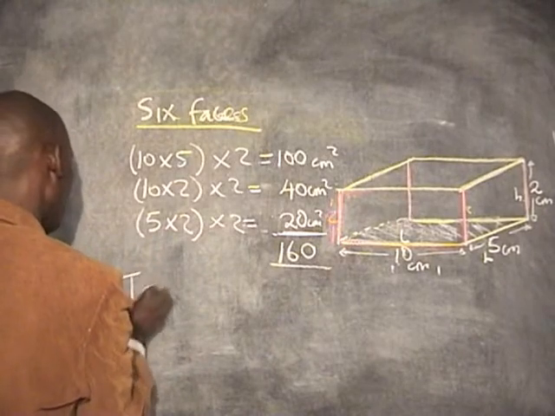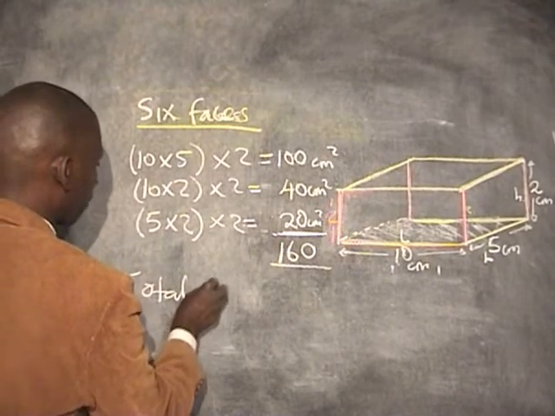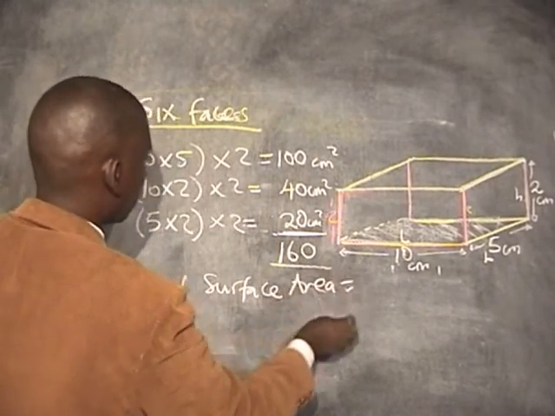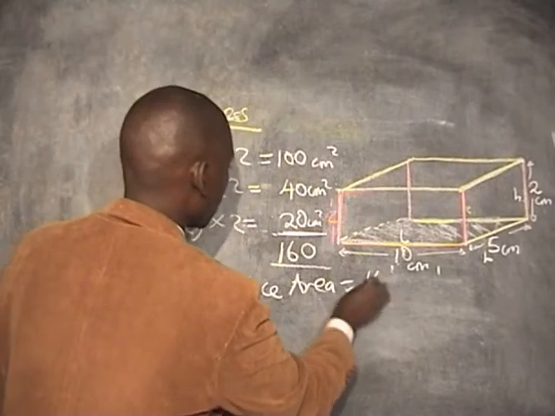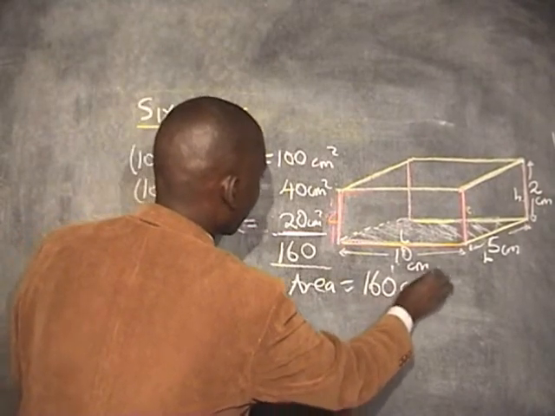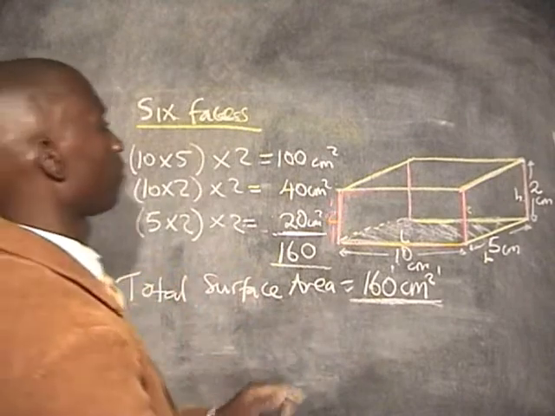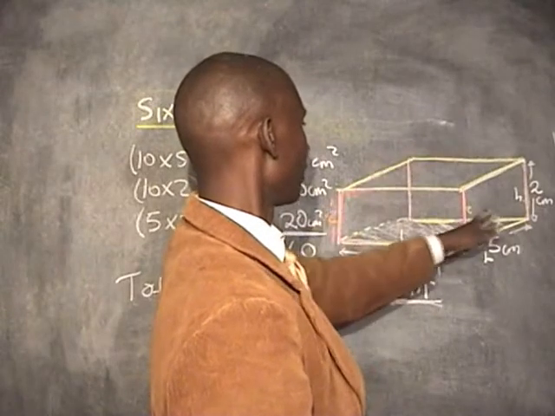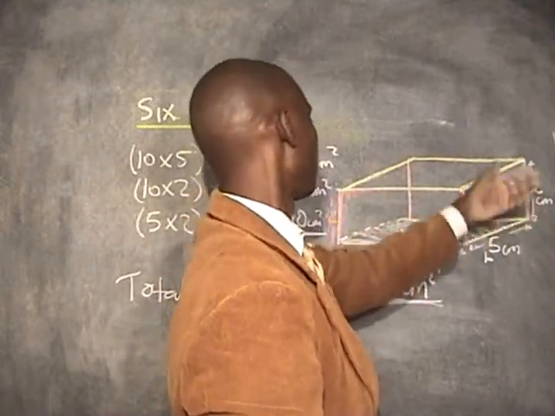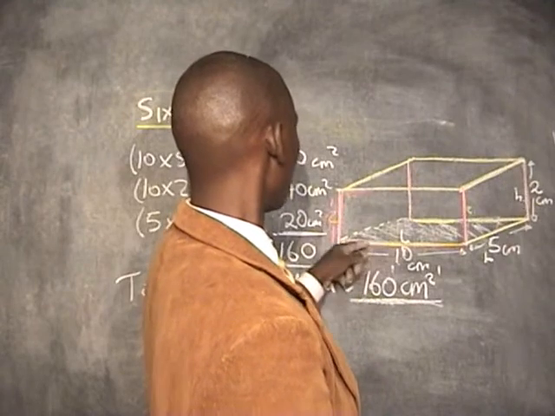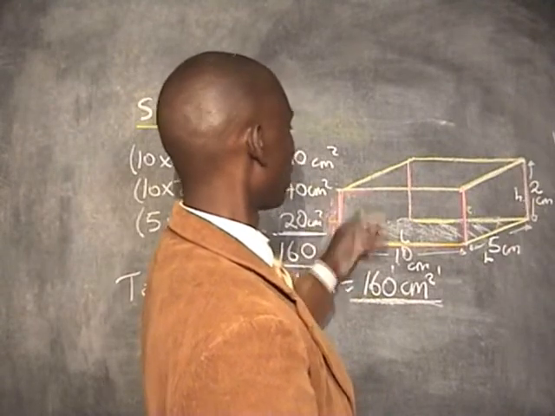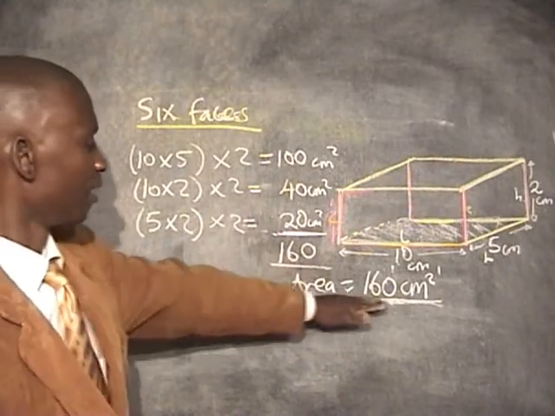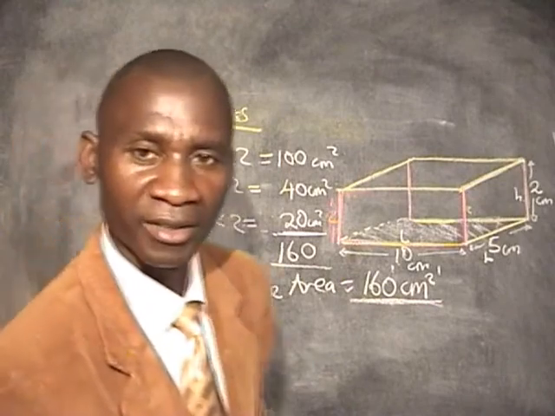So in short, you have seen how I have got the total surface area of the cuboid. For 6 faces, this is 160 centimeter squared. I'm sure that is understood. You have got the area of the bottom part, 10 times 5, then multiplied by 2. Again, there, 5 by 2, 10 multiplied by 2. And these faces, this is 10 multiplied by 2, again multiplied by 2. That is where I got 40. So the total surface area is 160 centimeter squared. I'm sure that is understood.